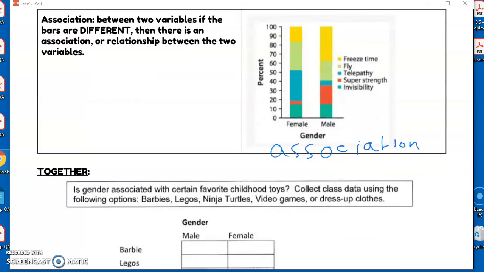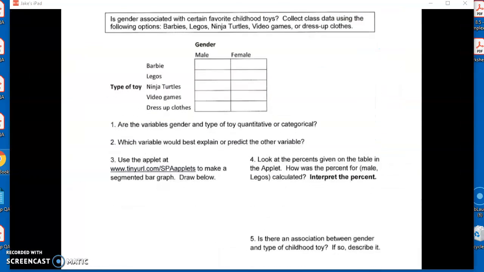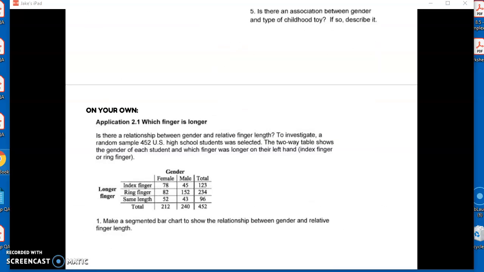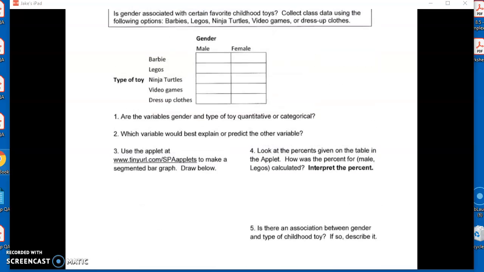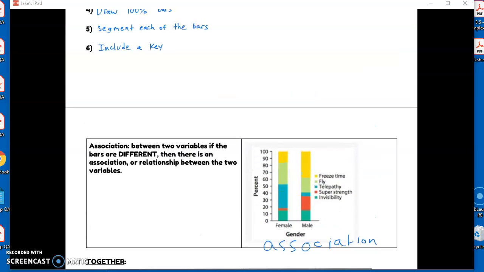Once we get into class, we'll be doing this problem together, and then this one as well. We'll be doing a few examples there, but that's the basics and the important things from 2.1.